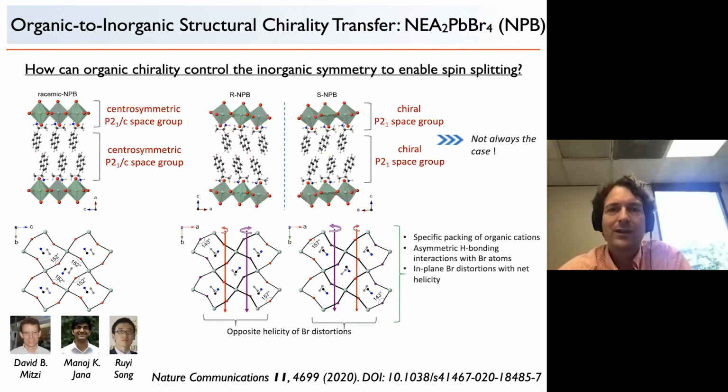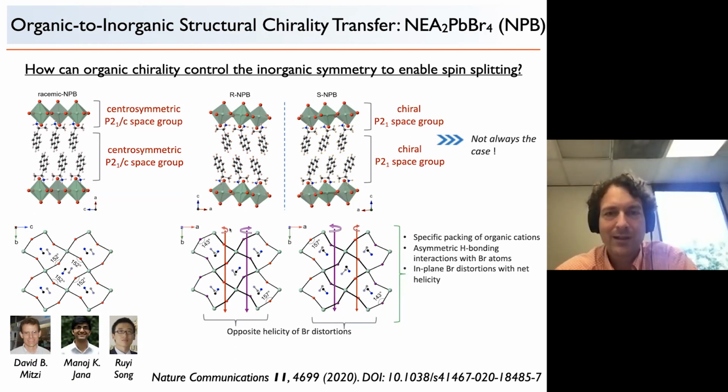So we can try to find out about spin splitting. And it turns out if one uses a naphthyl ethyl ammonium group in a bromide framework that's done in this particular material, and one uses only molecules of one chirality, one actually gets that spin splitting. I'll show you that in a moment.